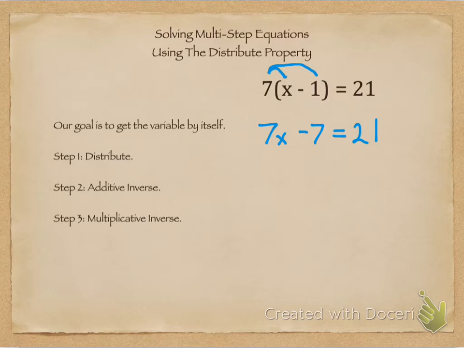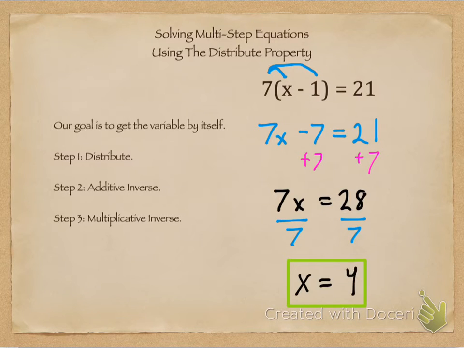We're going to again do the additive inverse, add 7 to both sides. And then we're going to divide by 7 on both sides. Our solution equals 4.